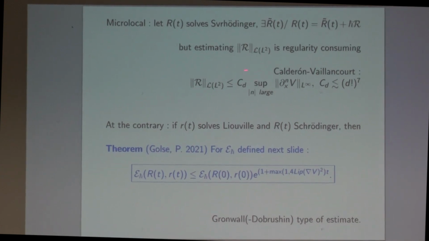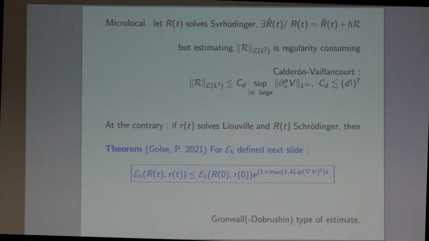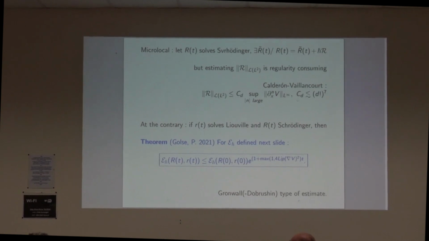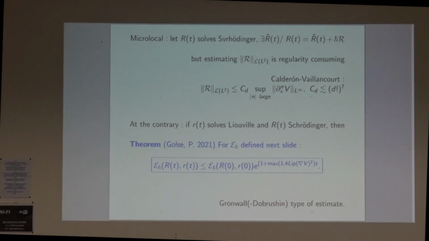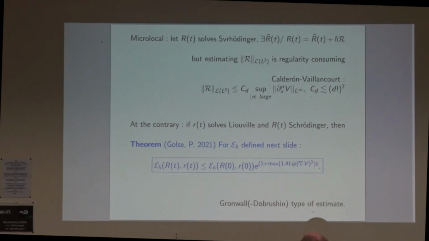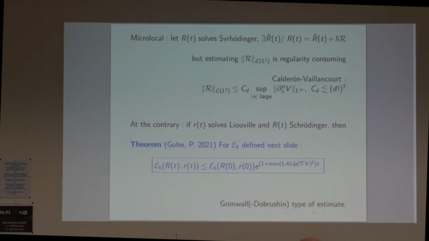But also, if you look at this C_d, in fact, nobody looked, but we looked with Francois to estimate this C_d, which in principle is constructive. We couldn't get anything better than a factor of d to the power 7. So it increases extremely fast. Even if d is equal to 3 already, you have a huge constant.